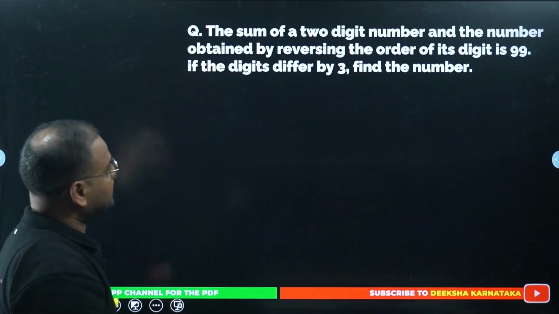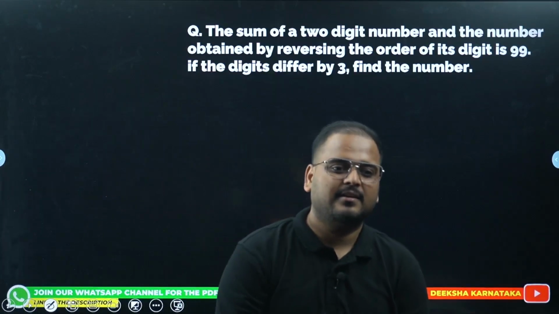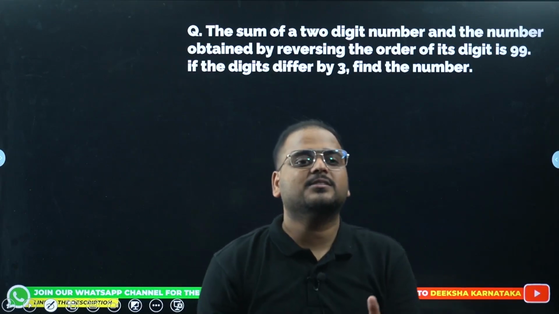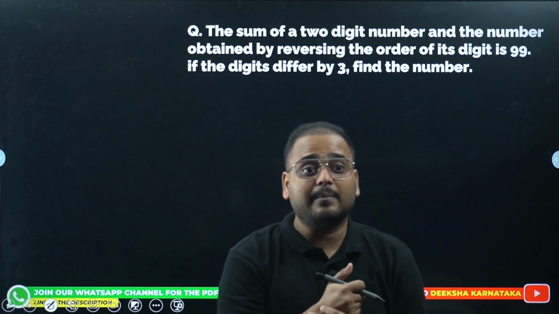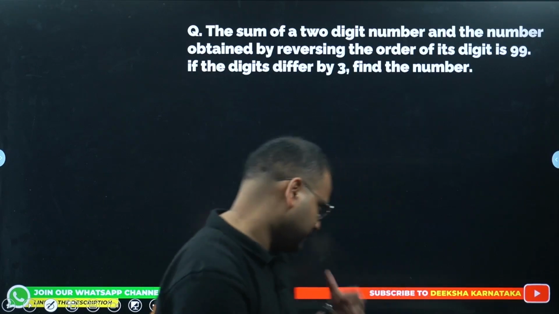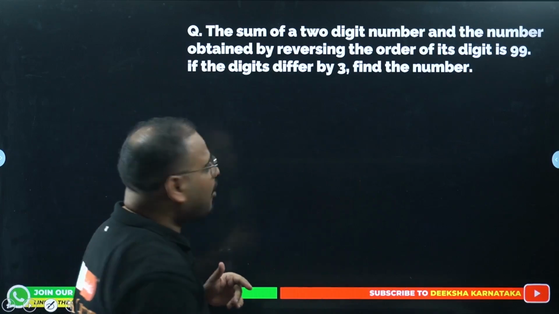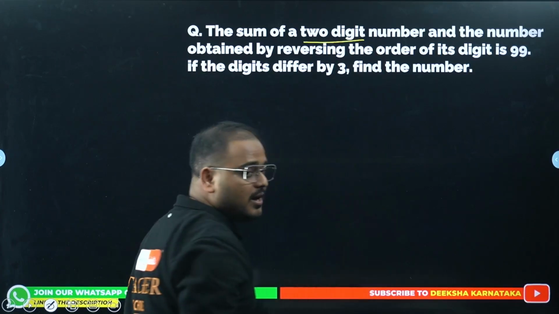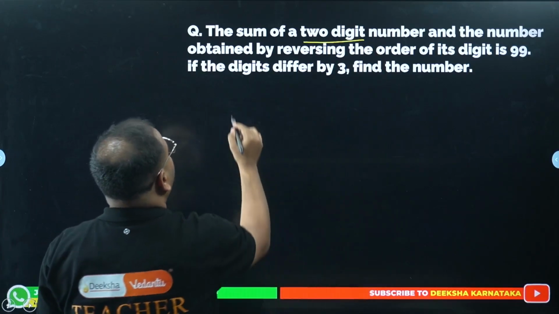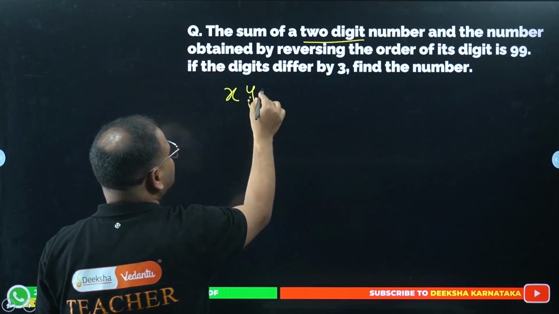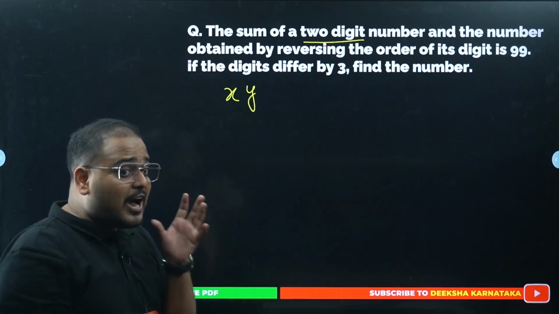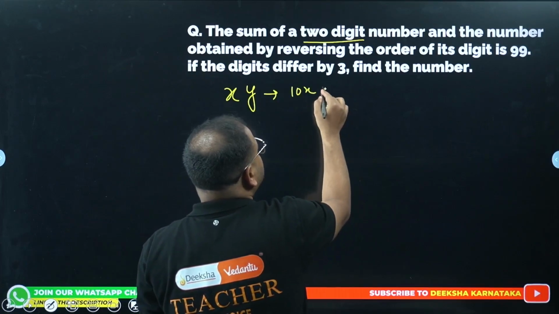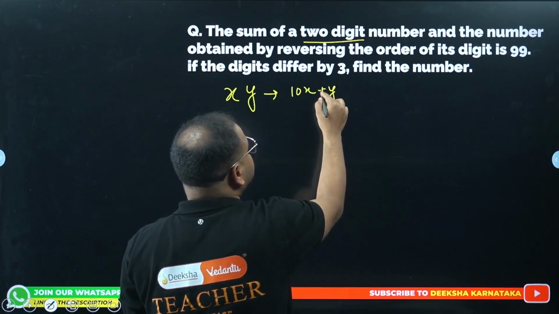Next problem. From here, simple questions are there. Things are easier now, and just a couple of questions are left. Sum of a 2-digit number and the number obtained by reversing the order of its digits. Before going into that, how will a 2-digit number look like? Something like this. First digit is x, second digit is y. What is the value of this digit? Since this is the tens place, I have to write 10x plus y.